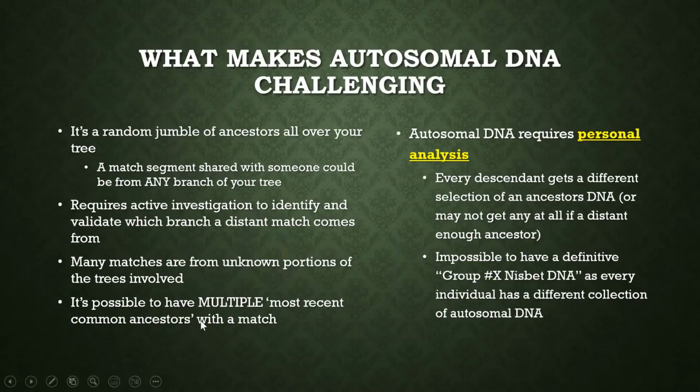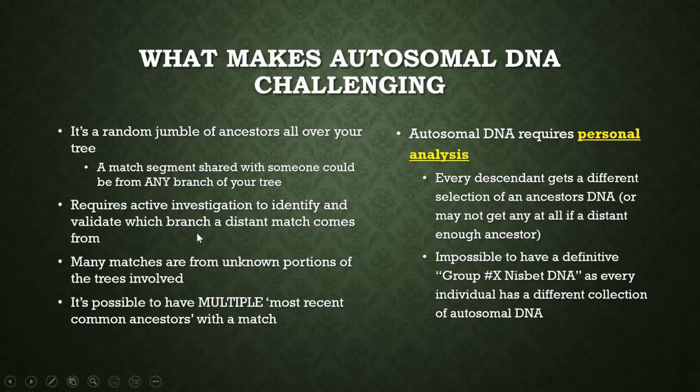So what makes autosomal DNA challenging is that it's kind of a random jumble of bits and pieces of your ancestors all over your tree. It's not guaranteed to be from any specific branch of your tree. It can be from any branch of your tree. And so that means you have to actively investigate and identify and validate which branch each match comes from.